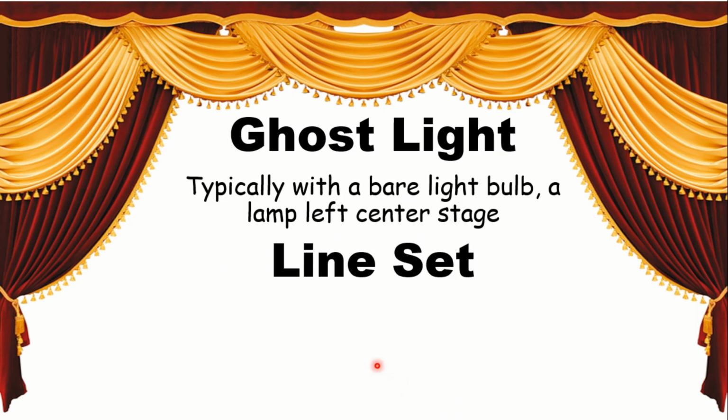Ghost light. This is typically a bare light bulb on a lamp left center stage. Once the theater goes dark every night, it is for practical reasons, to prevent someone from walking into the dark theater and tripping. Superstitions about mischievous ghosts led to people leaving a light on to prevent them from wreaking havoc on a production.